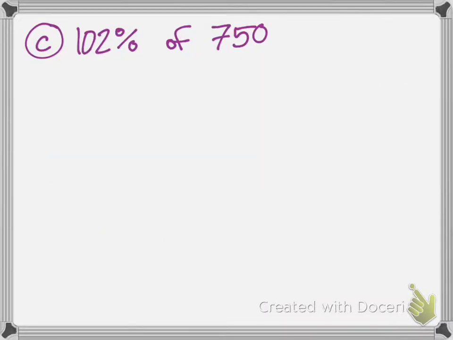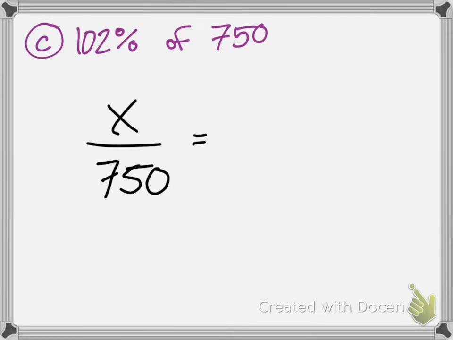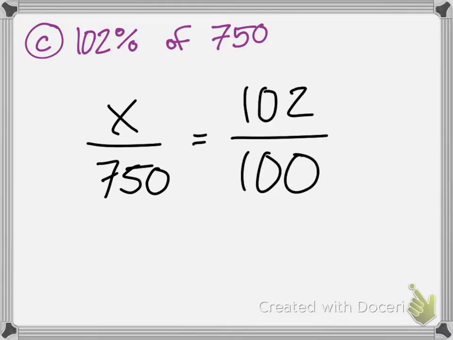Here's this one, 102% of 750. I have a question. Is our number going to be bigger than 750 or smaller than 750? What do we think? So here I get x over 750, because we don't have the is, equals 102 over 100. I know some of you don't like to simplify, but Angeline, this would be a good time to simplify, and I'll show you why. What can I simplify this fraction to? They're both even, right? So let's divide them. What can I simplify that fraction to, Angeline?